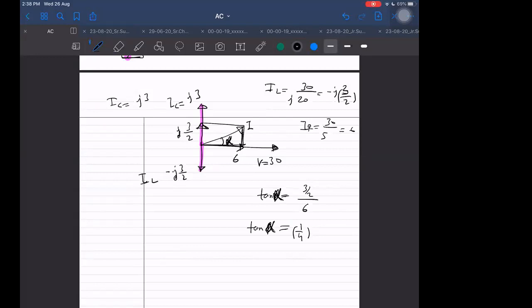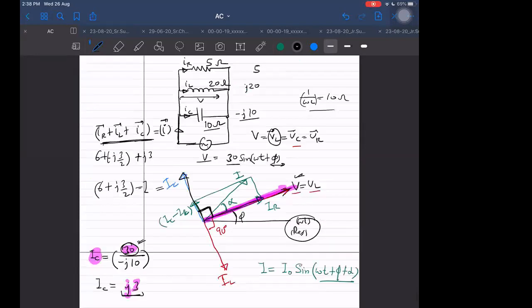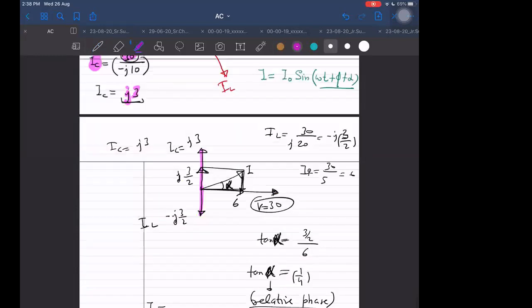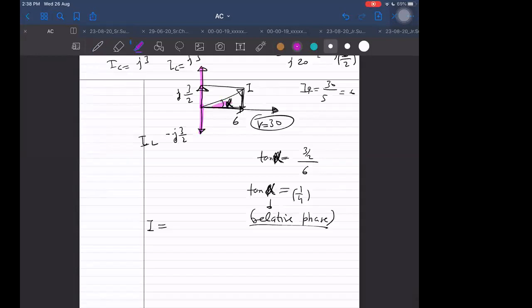And what is the value of I as a function of time? Then remember, it is not the actual phase. It is the relative phase angle, relative to voltage. So the actual phase will be the initial phase, which was already phi, plus alpha. Phi plus alpha will be the actual phase, phi plus tan inverse of 1 by 4. That will be the total phase now.